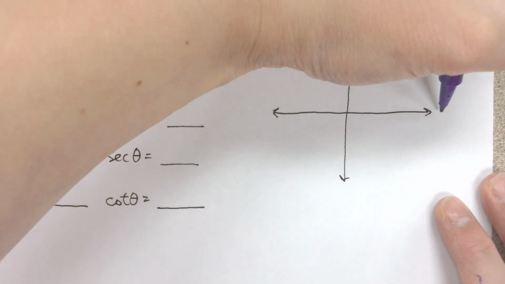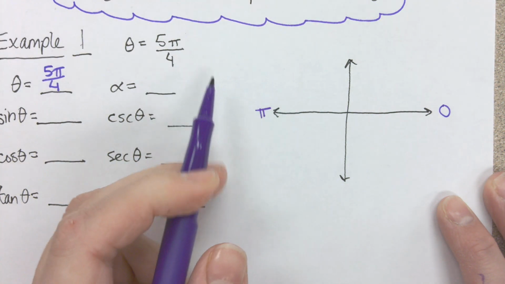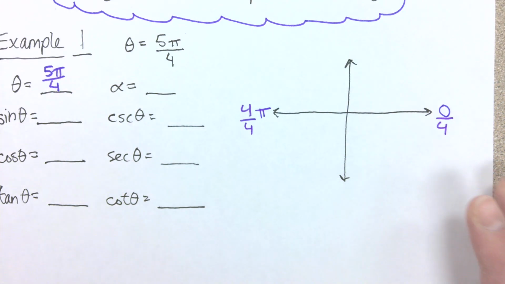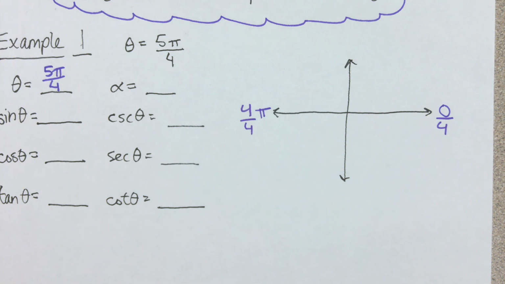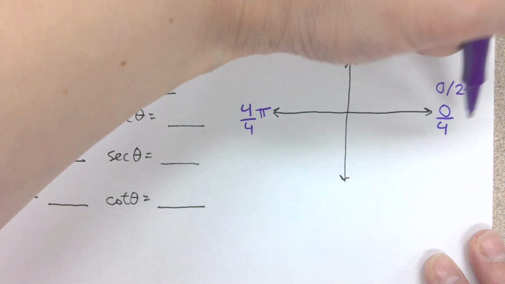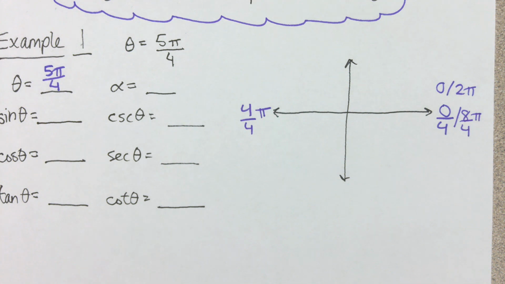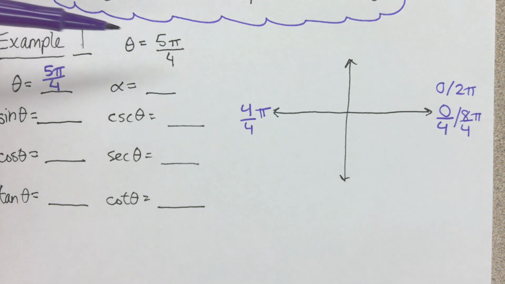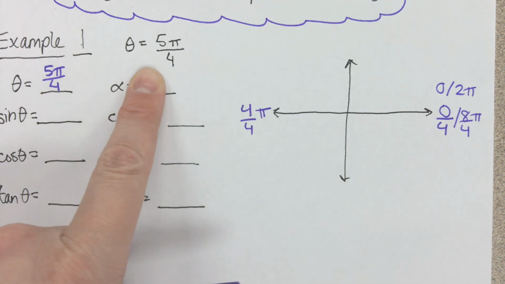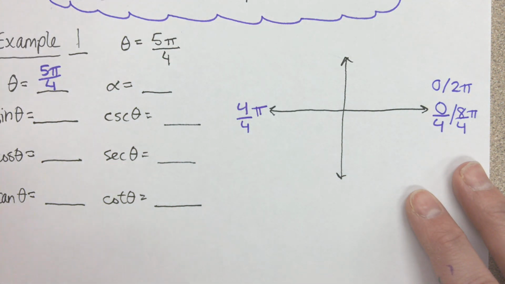We know that the right side is 0. Left side is pi. And if we make this a fraction, this is out of fourths. So this is 4/4 pi. Over here we have 0/4. And then if we go all the way around, this is 2 pi, so 8/4 pi. And we're graphing 5/4. Clearly we're going to go past the first 2 quadrants because we're going to have to go past 4/4. Is 5/4 in the 3rd or 4th quadrant? Yep. So we're going to land in here.